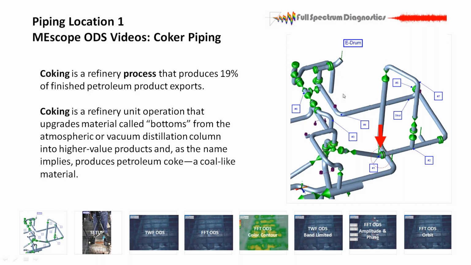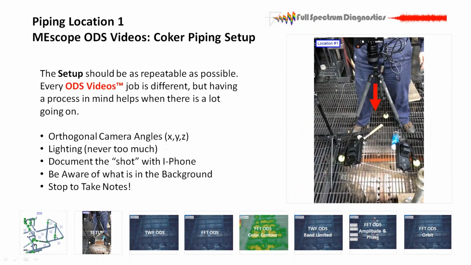Here's my E-drum in my directional measurement that we're gonna take. Position number one. With my setup, I'm positioning the camera, the lights, make sure I'm lit up well.